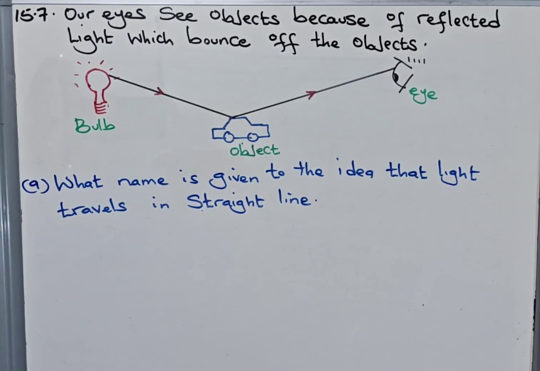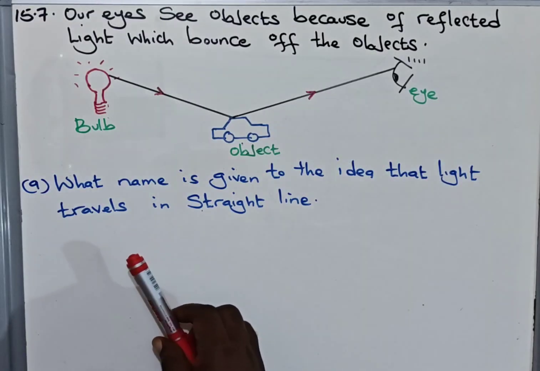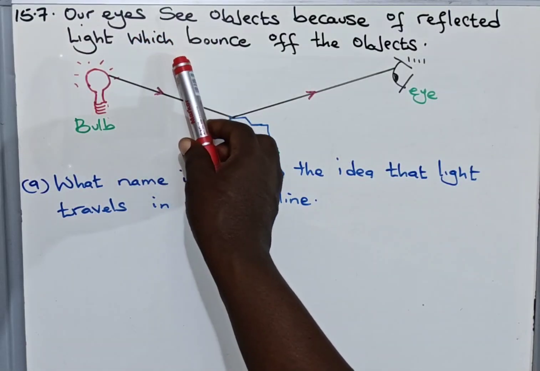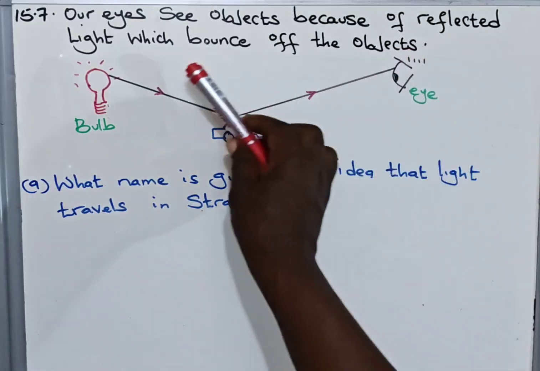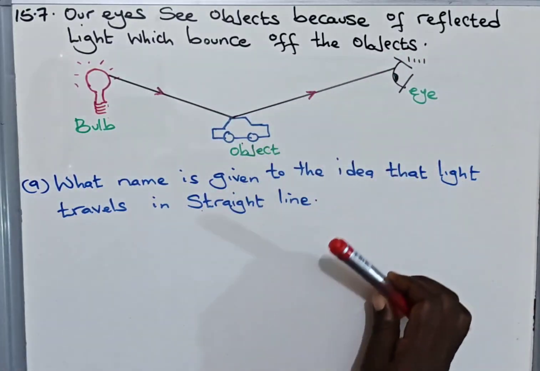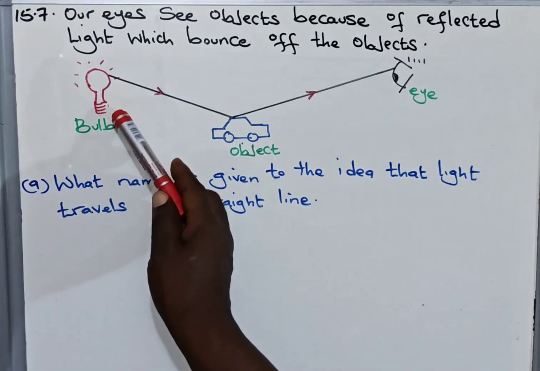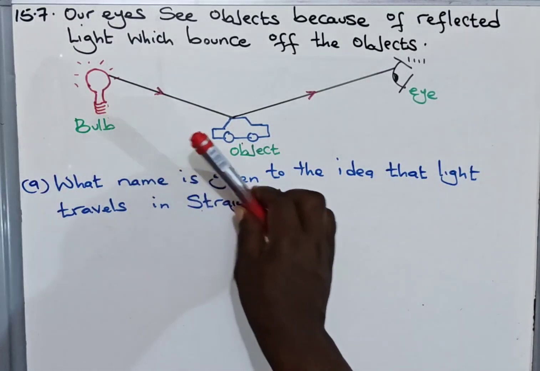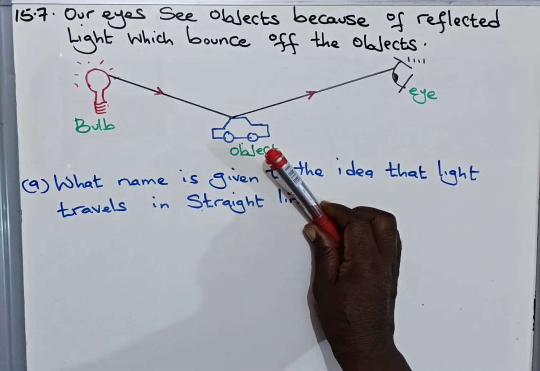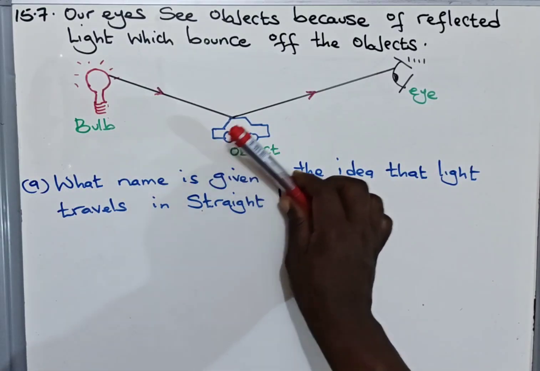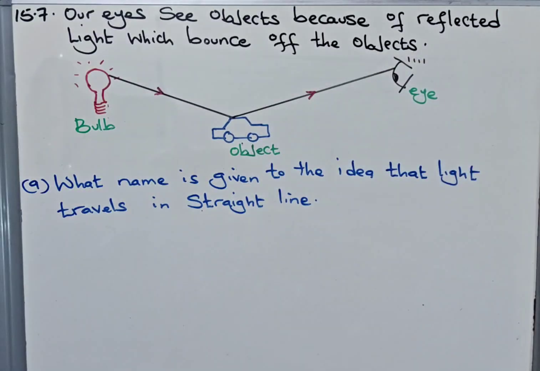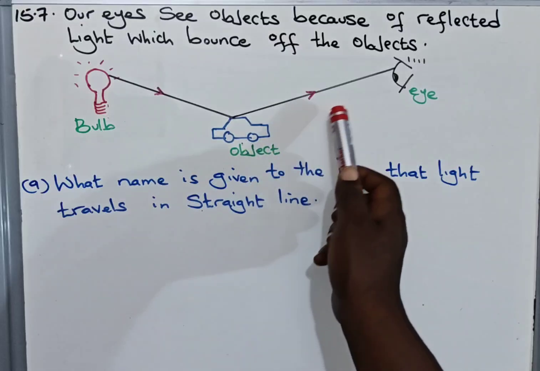Then we come to this question. It says that our eyes see objects because of reflected light, which bounces off the objects. Okay, this is the situation we are looking at. We have the bulb. The bulb sends light to the object. Then light is reflected off the object into our eyes. It is then that we can see. That's the reason why when you switch off the light, you can't see, because there is no light bouncing off the objects.